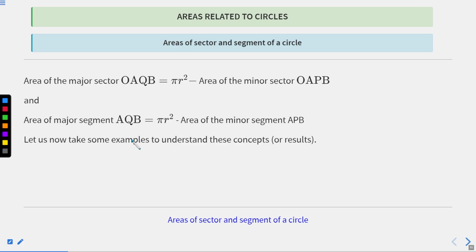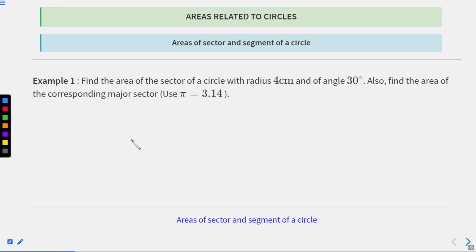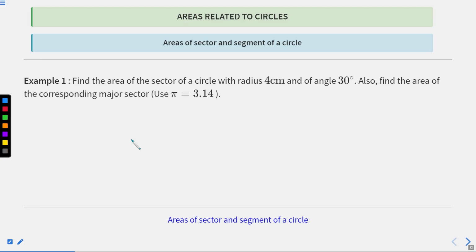To understand areas of sectors and segments of a circle, we'll explore some examples, and through those examples we will clear our concepts. In example 1, we have to find the area of the sector of a circle with radius 4 cm and angle 30 degrees. Also find the area of the corresponding major sector, and here we have to use the value of pi equal to 3.14.